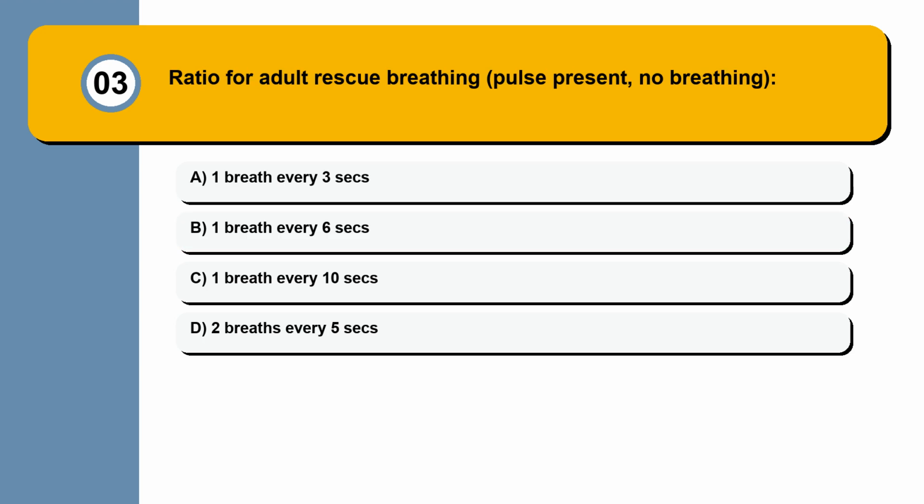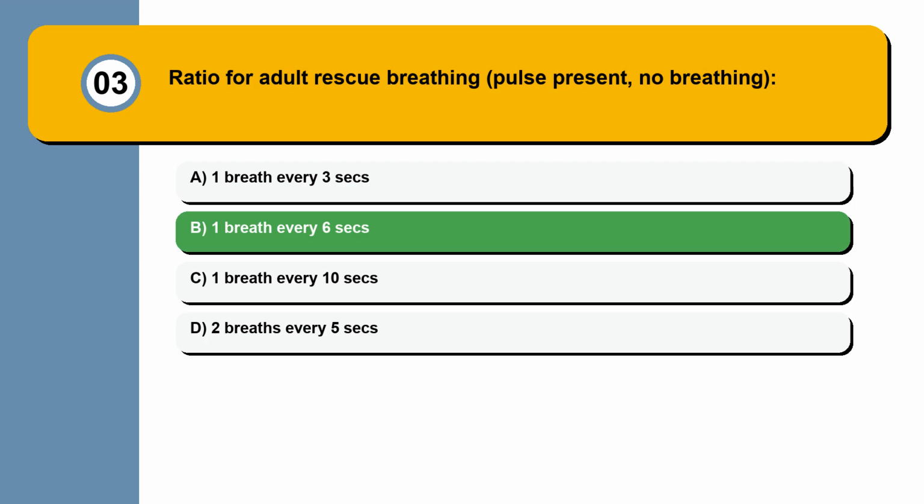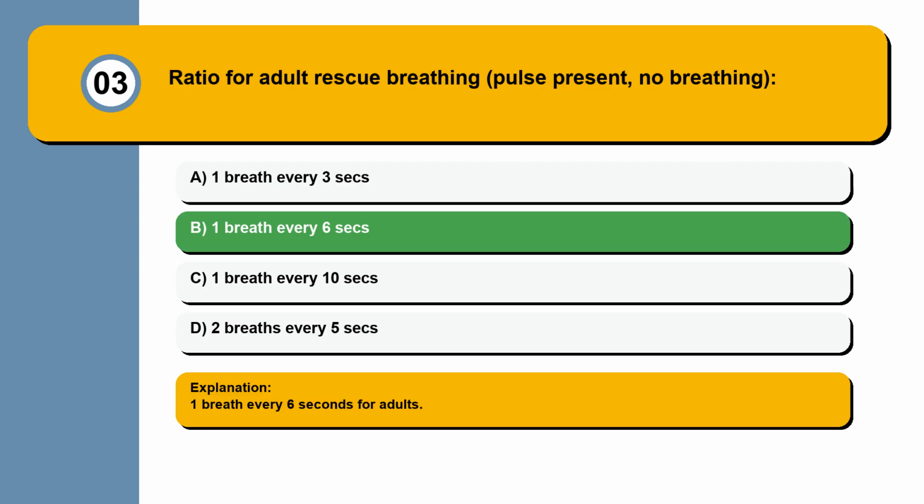Question 3. Ratio for adult rescue breathing, pulse present, no breathing: 1 breath every 3 seconds, 1 breath every 6 seconds, 1 breath every 10 seconds, or 2 breaths every 5 seconds? 1 breath every 6 seconds for adults.